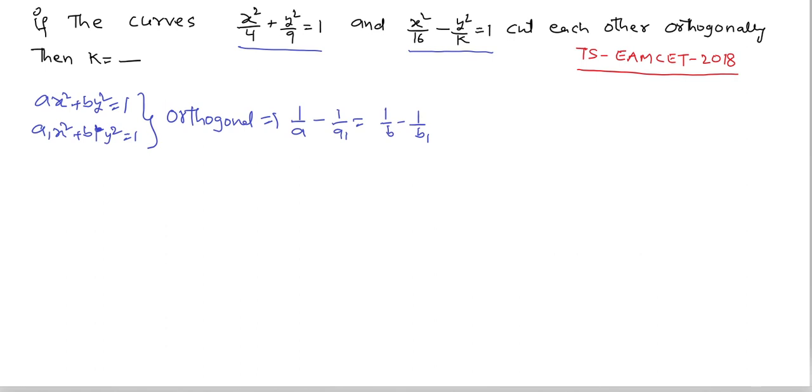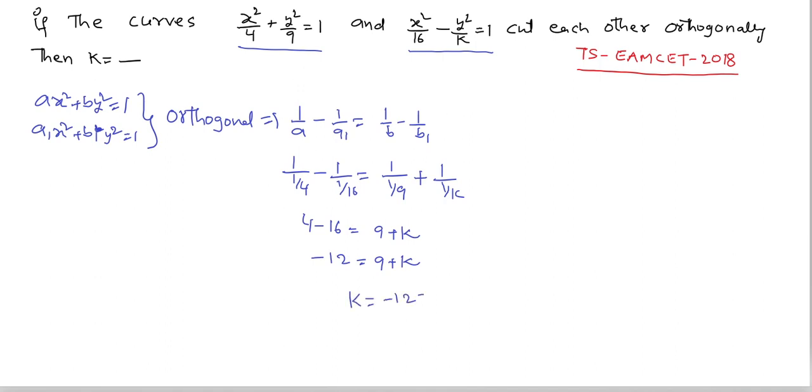Applying this formula for this problem, the a value is 1 by 4, that is 1 by 4 minus 1 by a1, whose value is 1 by 16, equal to 1 by b, that is 1 by 9 minus 1 by b1, that is minus 1 by k, so plus 1 by k. So 4 minus 16 is equal to 9 plus k. 4 minus 16 is minus 12, equal to 9 plus k. Therefore k is equal to minus 12 minus 9, that is equal to minus 21. The k value is minus 21.